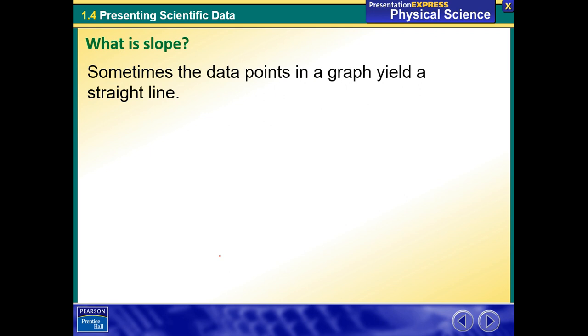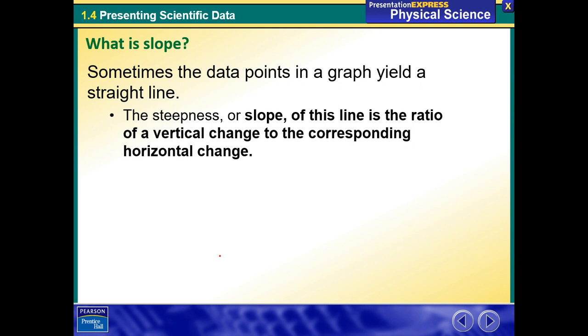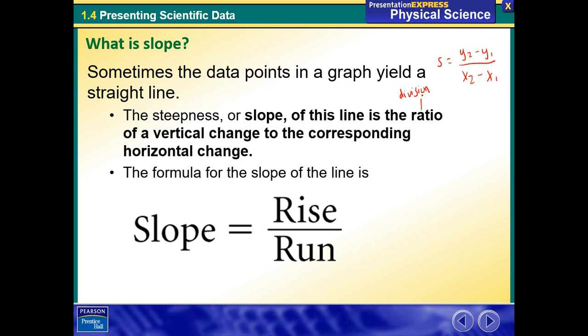So let's talk about something known as slope. Slope is something that is usually hit in your algebra class or later on in junior high, and we like to look at slope to see how things are related. Sometimes data points are going to form a straight line, and the steepness, or also called slope of that straight line, is the ratio of the vertical change corresponding to the horizontal change. In other words, you guys probably learned that slope equals y2 minus y1 divided by x2 minus x1. Ratio, remember, means division. An easier way to look at slope is to think of rise divided by run. So how much did you go up and how much did you go over?